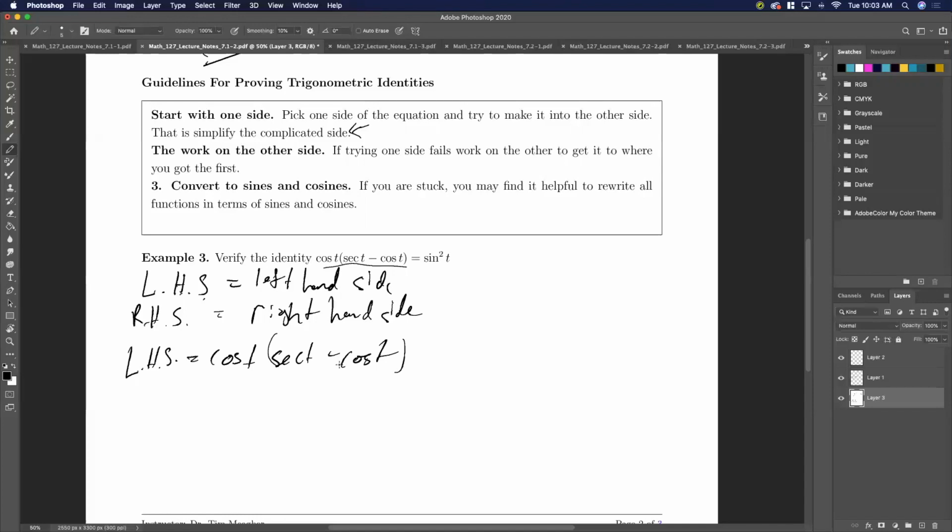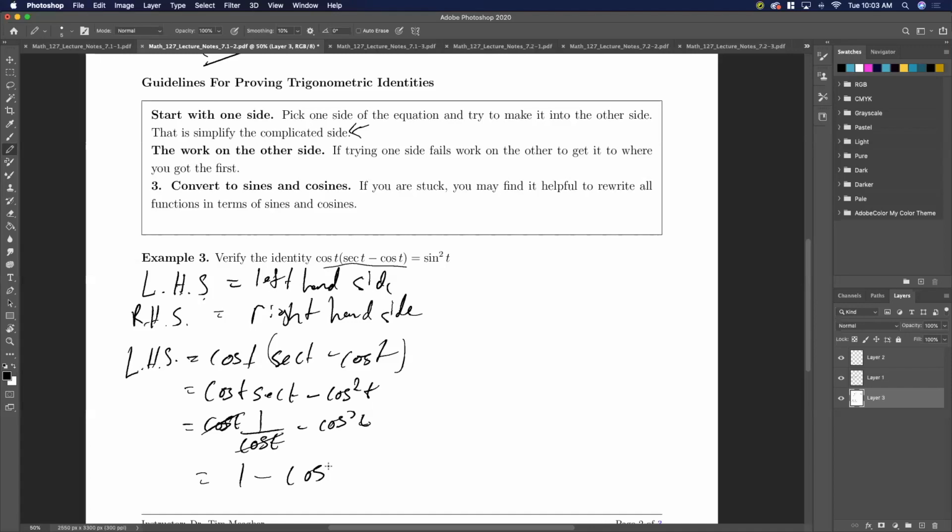So here, I can distribute. So let's go ahead and distribute. So I'll get cosine of t secant of t minus cosine squared of t. Cosine of t times secant of t, well, let me write this all as cosine so it makes it really clear what I'm doing. Secant is just 1 over cosine of t, minus cosine squared t. So cosine cancels cosine. So this is just 1 minus cosine squared of t.